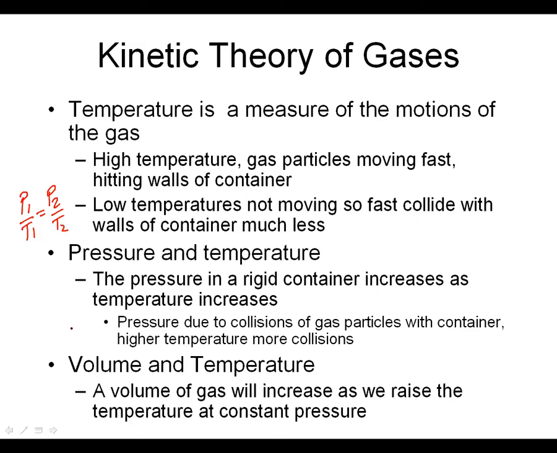which is V1 over T1 equals V2 over T2. This is at constant pressure. And this is the one where it will adjust the volume to keep the pressure constant. Again, if the temperature goes up, so will the volume. And again, the volume needs to adjust to allow the pressure to remain constant.